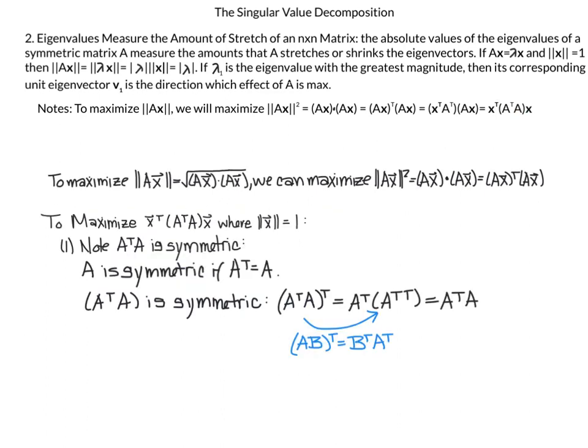To maximize this, we're going to note that A transpose A is symmetric, and we use the definition of symmetry: a matrix B is symmetric if B transpose equals B. So to prove A transpose A is symmetric, we look at its transpose, which is equal to the second matrix transposed, A transpose, times the first matrix transposed. So it's A transpose, transpose, but A transpose transpose is just equal to A. That means (A transpose A) transpose is equal to A transpose A. And what does that give us?